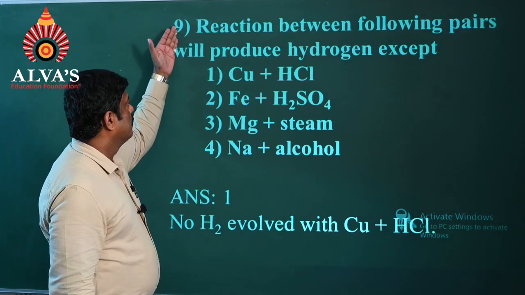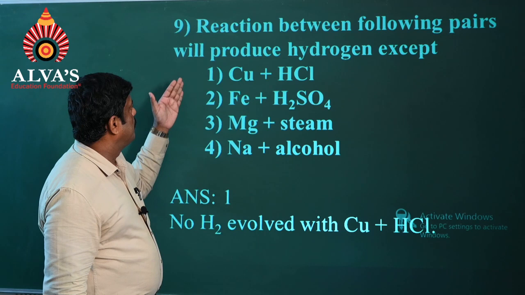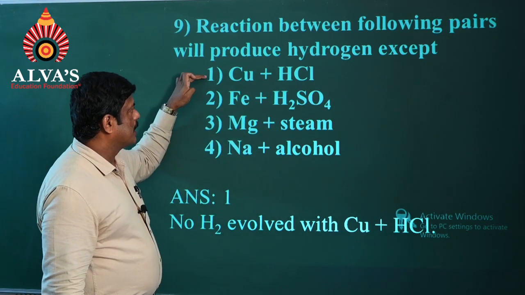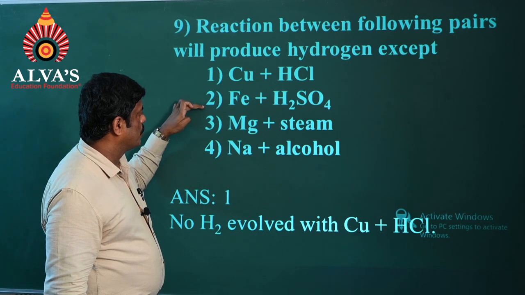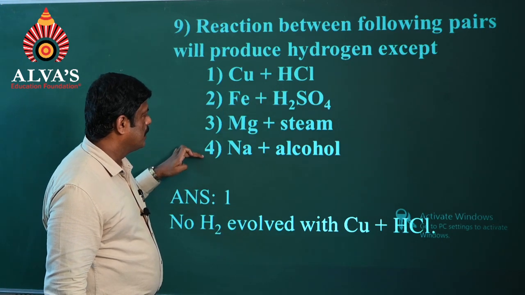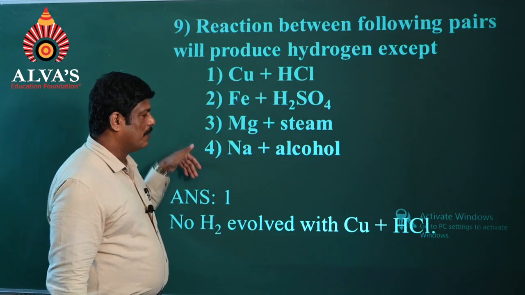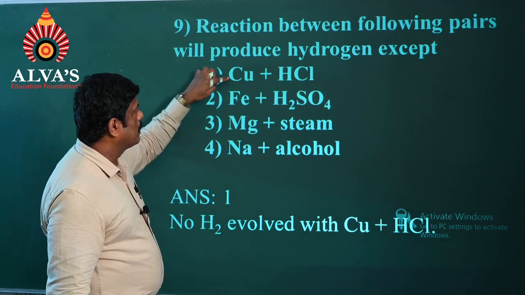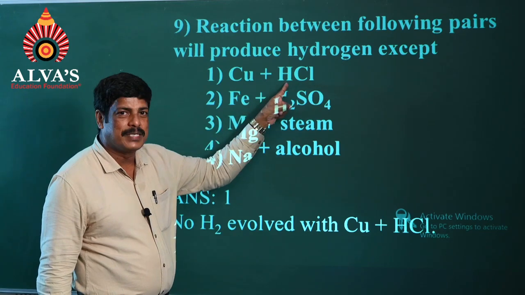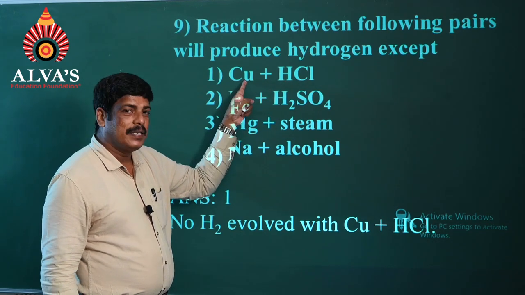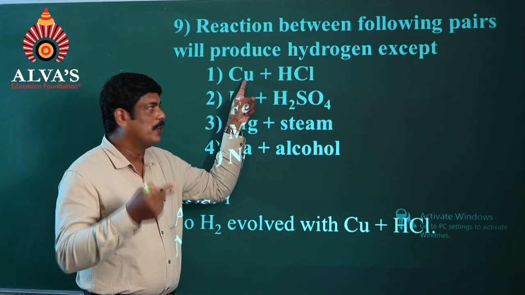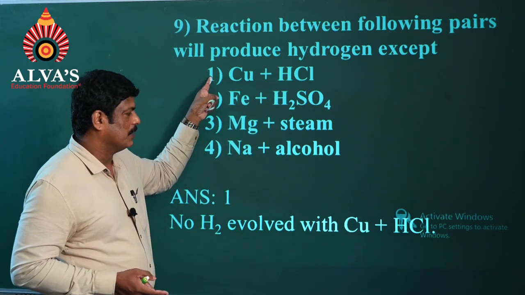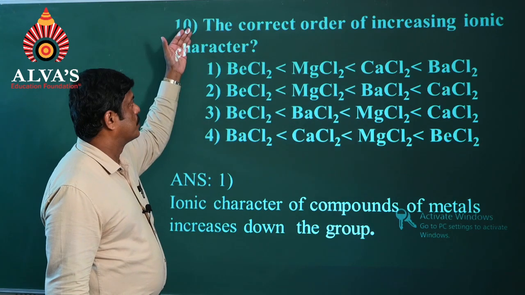For the ninth question, the reaction between the following pairs will produce hydrogen except: copper reacts with HCl, Fe plus H2SO4, Mg plus steam, Na plus alcohol. See, among these, the very simple concept is the first option, because copper cannot displace hydrogen from dilute HCl. Copper's E0 value is greater than that of hydrogen, hence copper cannot displace the hydrogen, hence the option is the first one.